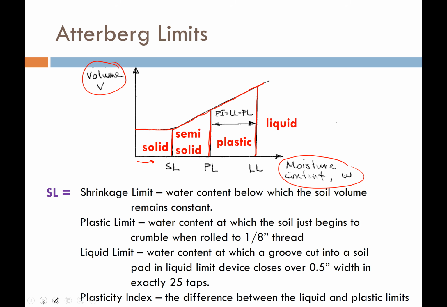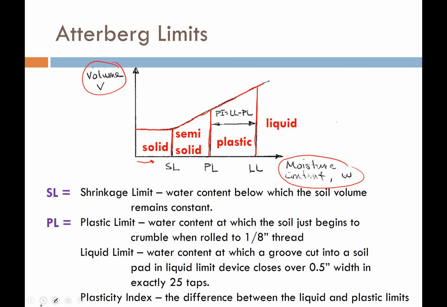Then the boundary that defines the state between semi-solid and plastic behavior of the soil is called the plastic limit, or PL. And we define the plastic limit today as the water content at which the soil just barely begins to crumble and crack when you roll a little snake at 1/8 inch diameter with the soil.